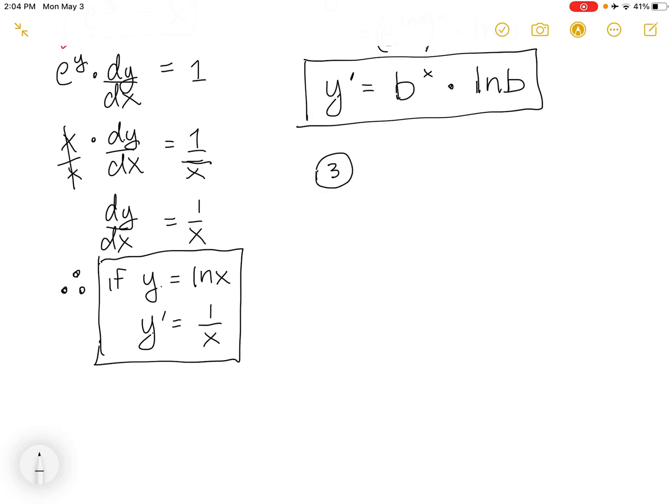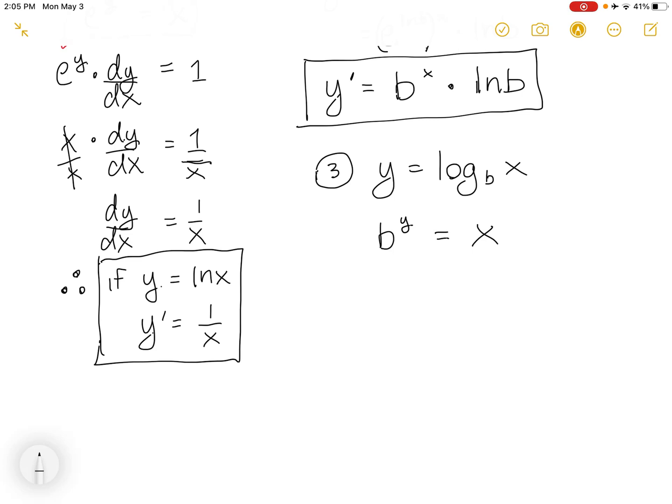So let's say we have y equals log base b of x. What I'm going to do here is, again, switch this into exponential form, just like we did when we were looking at the first derivative, which was y equals ln x. And when I switch this into exponential form, the base is b, the exponent is y, and that's equal to x.